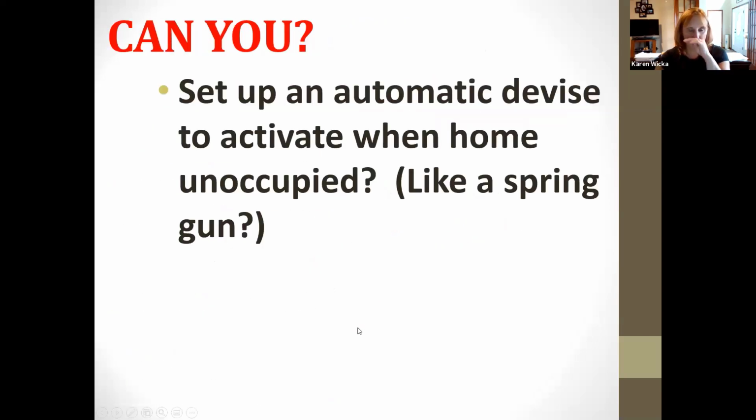Okay. Now, what about this? Can you set up an automatic device to activate when your home is unoccupied? So this was a case where somebody's garage kept getting robbed over and over. And the guy got so mad, he kept getting locks and changing them. And he couldn't get them to stop breaking into his garage. So he sets up a spring-loaded gun. So when somebody opens the door, the gun would shoot and it would hit the person that was trying to break into his garage.